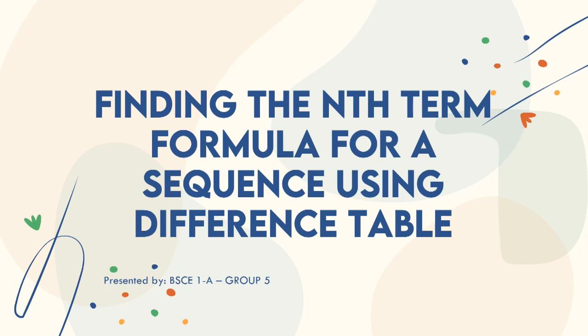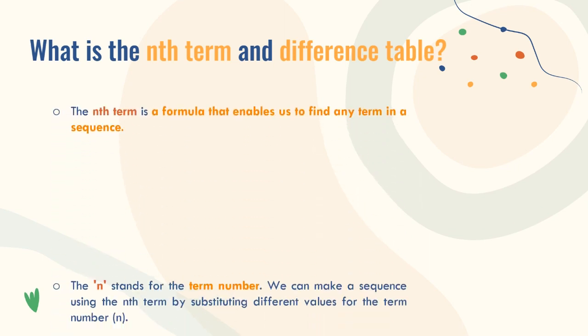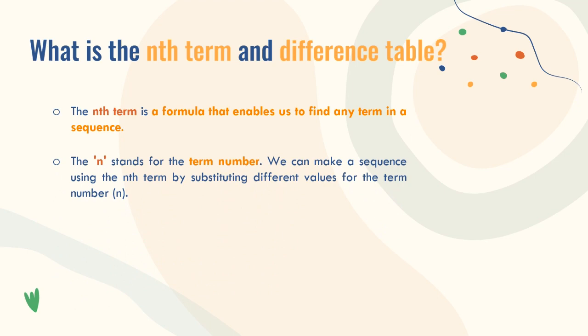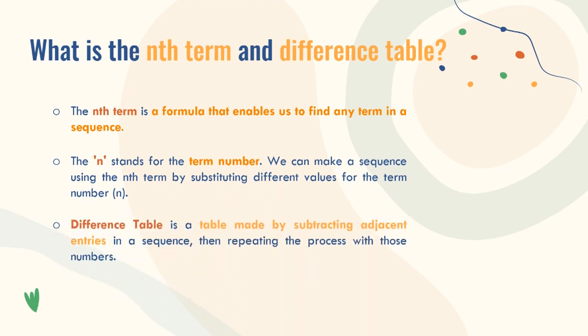Our topic for today's video is about finding the nth term formula for a sequence using a difference table. What is the nth term and difference table? The nth term is a formula that enables us to find any term in a sequence. The n stands for the term number. We can make a sequence using the nth term by substituting different values for the term number.